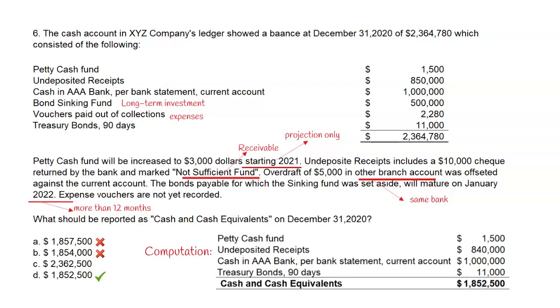If your answer is letter C, it means that you have erroneously included the bond sinking fund and mistakenly deducted the check with insufficient fund.